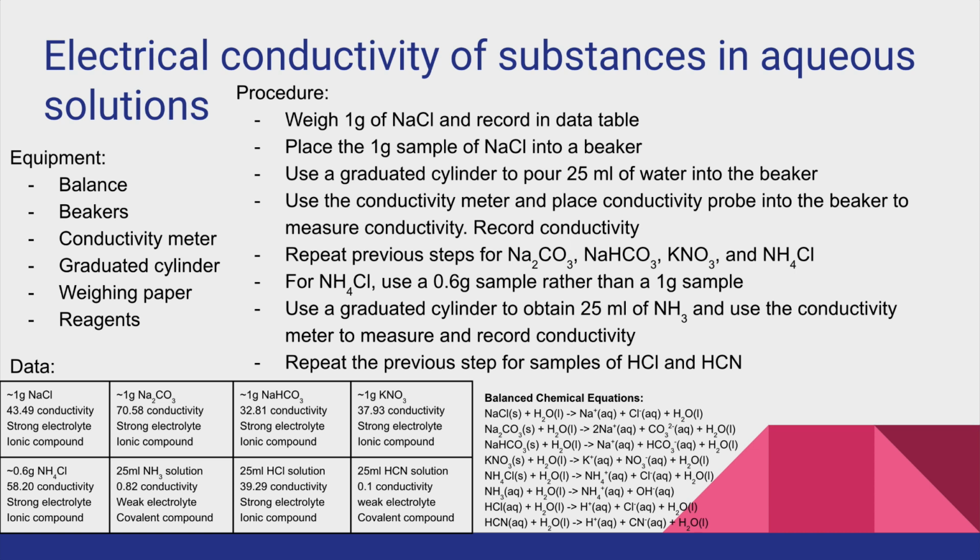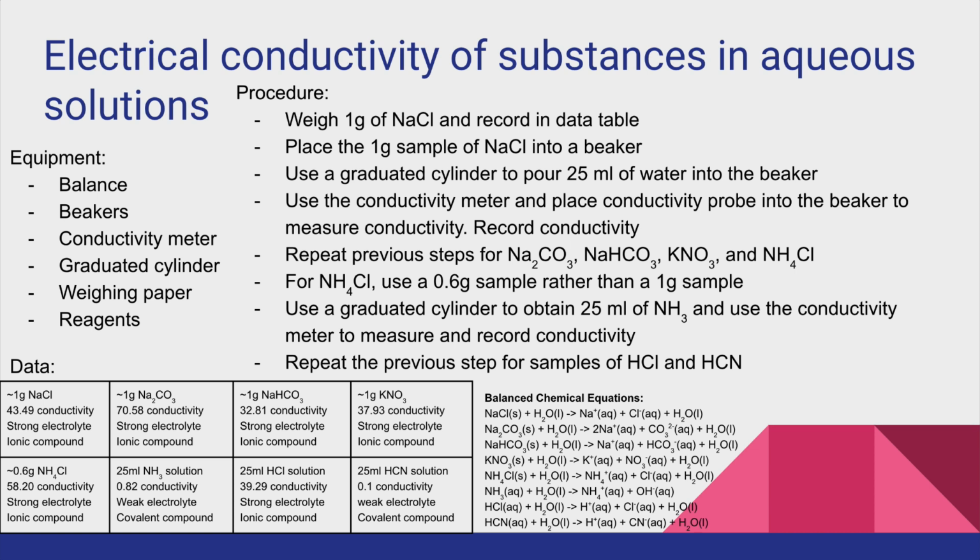The previous steps for sodium chloride were also then repeated for sodium carbonate, sodium bicarbonate, potassium nitrate, and ammonium chloride. However, for ammonium chloride, a 0.6 gram sample was used rather than a 1 gram sample. Data including the weight of the samples and electrical conductivity of the solutions were also recorded in a data table. Then, we tested the electrical conductivity for 3 more reagents. A graduated cylinder was used to obtain a 25 milliliter sample of ammonia, and its electrical conductivity was measured and recorded. The same was also done for hydrochloric acid and hydrogen cyanide.